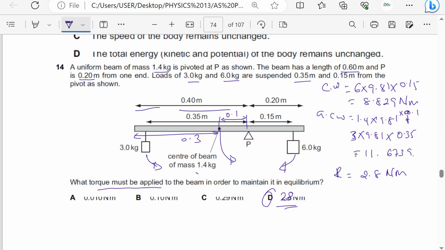So the resultant, we have agreed it is 2.8 Newton meters. We just subtract this minus this. So the resultant is going to be anticlockwise. So we need another torque of 2.8 Newton meters clockwise to counter the 2.8 Newton meters, which is anticlockwise. So the answer is D.